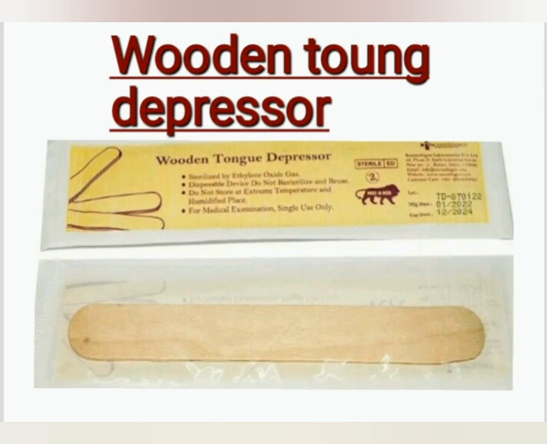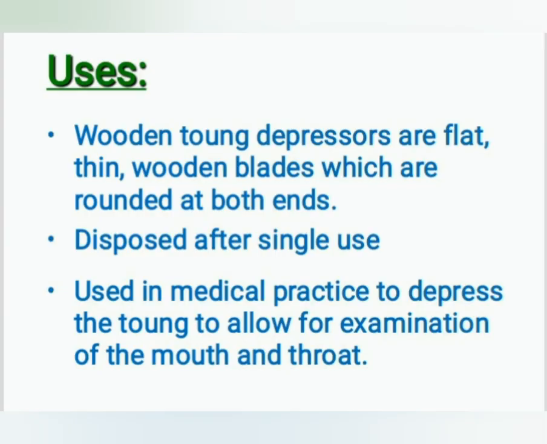It is made of wooden material and it is a single-use tongue depressor. There are uses of wooden tongue depressor. They are flat, thin wooden blades which are rounded at both ends, disposed of after single use, and used in medical practice to depress the tongue to allow examination of the mouth and throat.